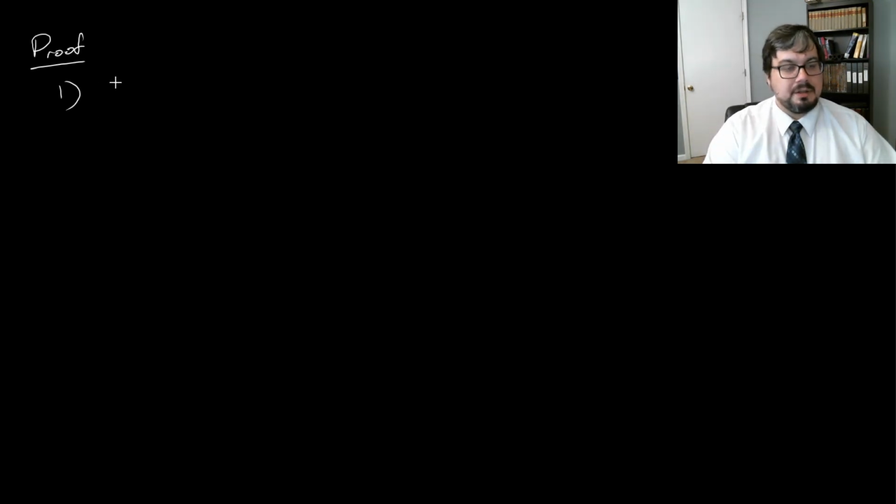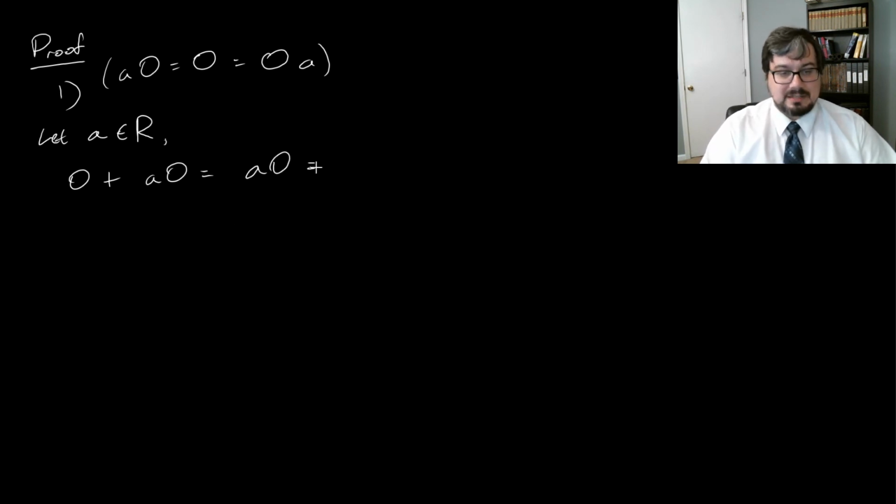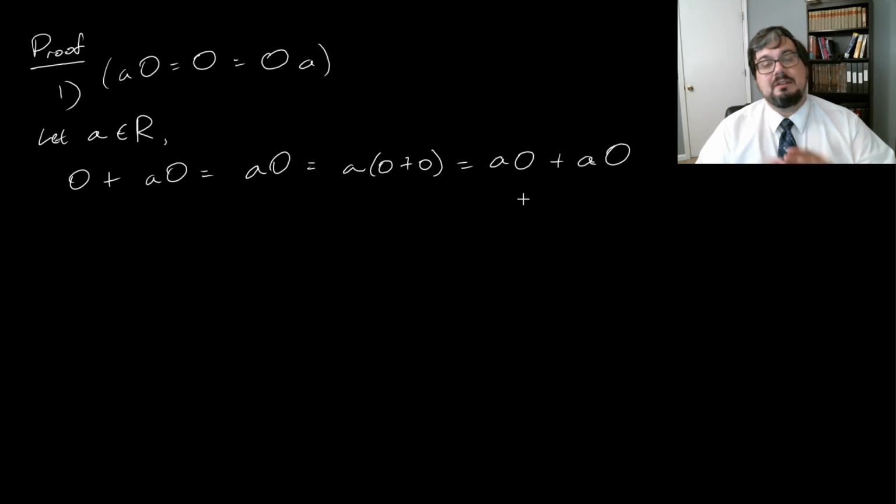For part 1, remember that was a times 0 equals 0, which is 0 times a. So let a belong to the ring R. We have that 0 plus a times 0 is equal to a times 0, because 0 is the additive identity, which is a times 0 plus 0, which is a times 0 plus a times 0. This is using a very similar argument to the one that we did before when we were looking at trivial groups, or trivial rings, rather.